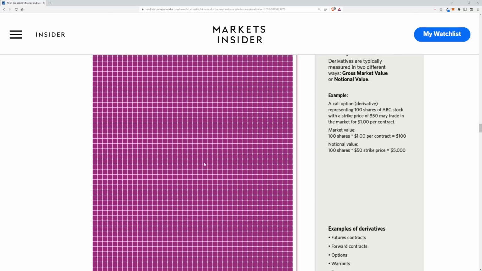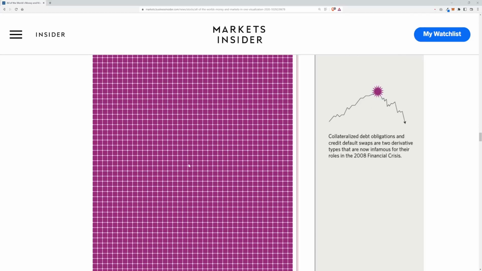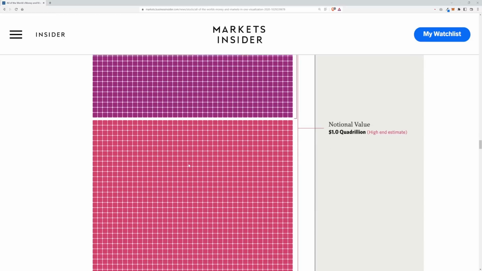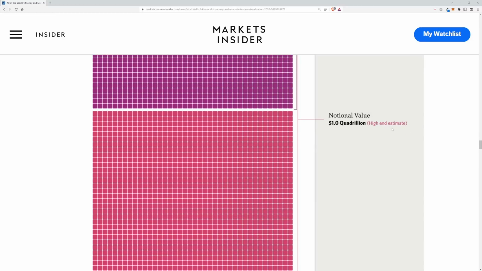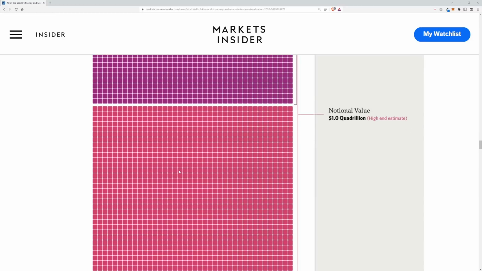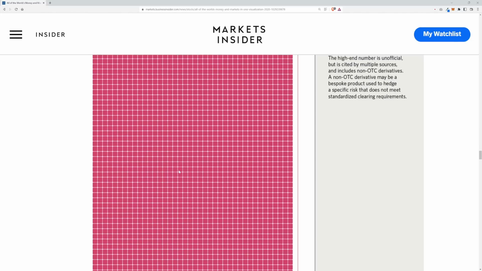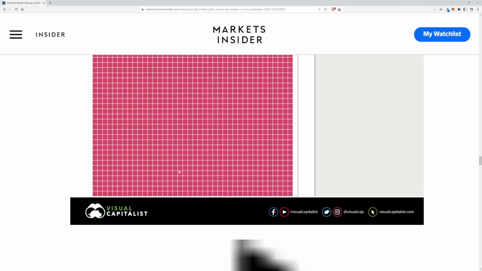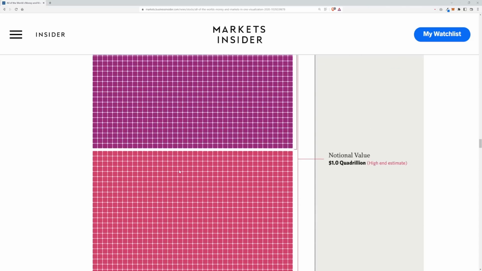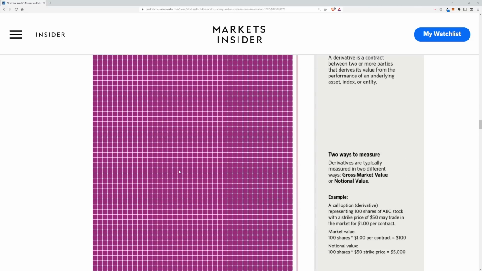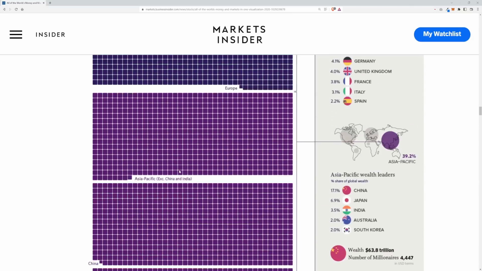So we go down and we just take a look at all of that. Man, that is just ridiculous. Now, here's the notional high-end value estimate, 1 quadrillion in derivatives. This is unbelievable, just a crazy amount of money. But it is a fantastic visualization of the world money supply.